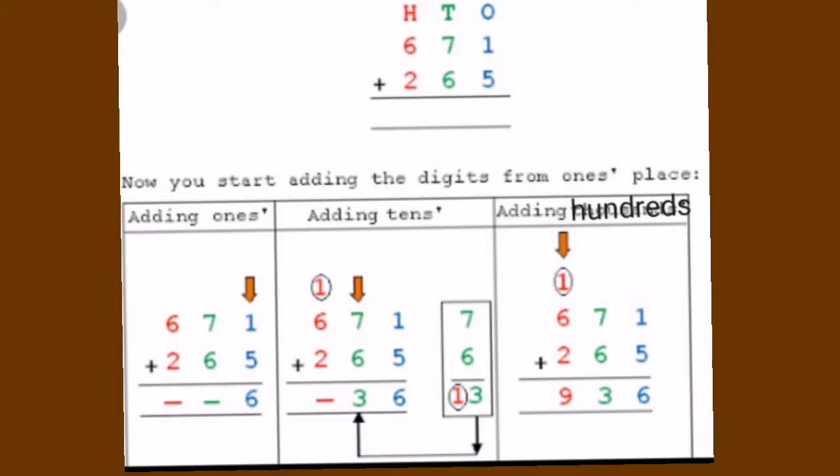Next go to the tens place. What is there in the tens place? It is 7 plus 6. So 7 plus 6 is 13. And 3 is placed here and 1 is carried to the hundreds place. So next going to the hundreds place. What is there in the hundreds place? It is 6 plus 2. 8, but we have already carried 1 to the hundreds place. So 1 plus 6 is 7. 7 plus 2 is 9. 671 plus 265 is 936.